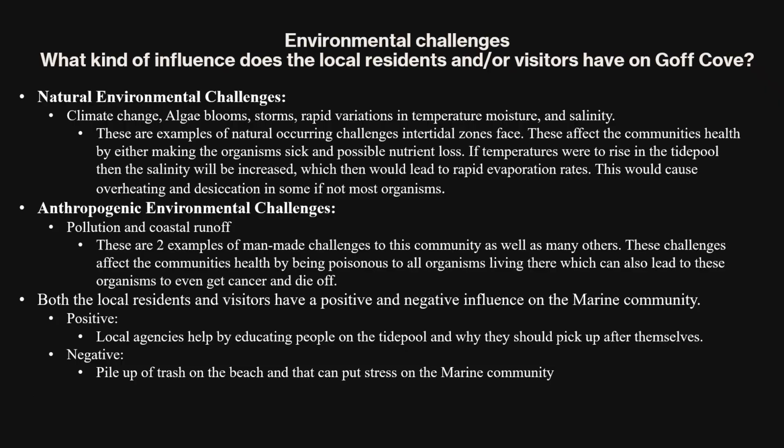Anthropogenic environmental challenges are caused by man, which would be pollution and coastal runoff. These two challenges are poisonous to these communities and can lead to organisms dying or even getting cancer. Both local residents and visitors have a positive and negative impact on these communities. Positively, there are local agencies that help protect these areas. Negatively, it can cause these organisms to be stressed and have a pile of trash buildup.